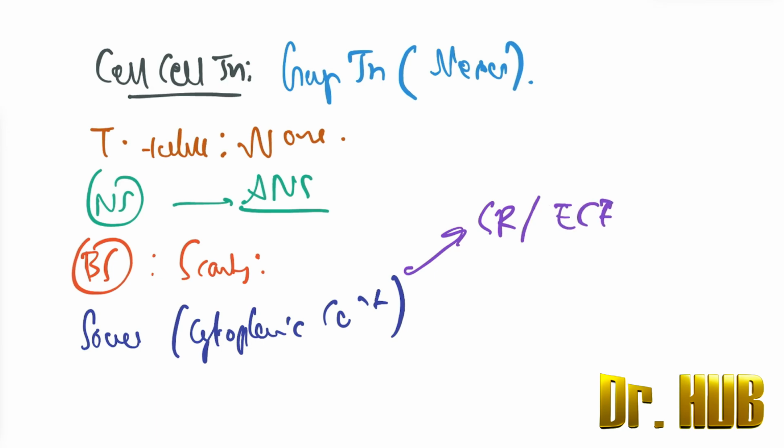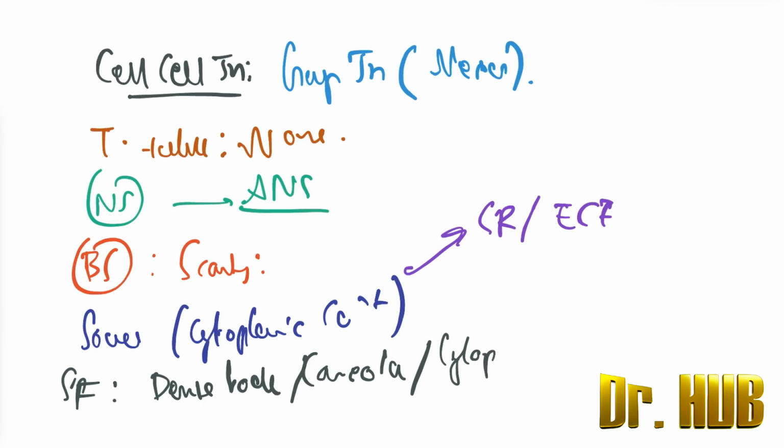Next, how are the special features? The special features include dense bodies. There's presence of the dense bodies. Then there are also the caveolae as well as the cytoplasmic vacuoles.